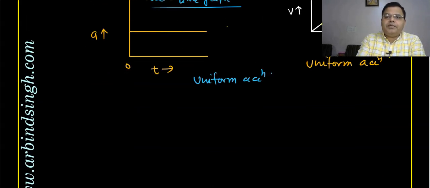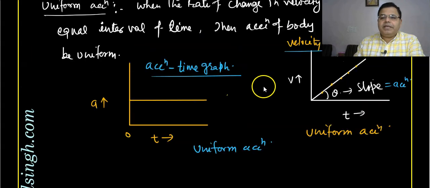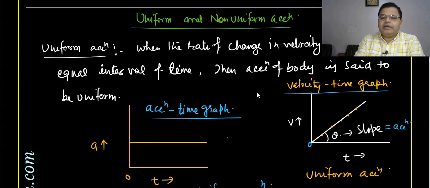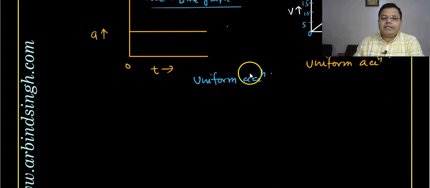For example, if you want to draw a graph regarding this, speed is zero when time is zero. When time is 1 second, speed is say 5. When time is 2 seconds, the speed is 10. When time is 3 seconds, the speed is 15. So every second, the velocity is increasing at the rate of 5 meter per second. Therefore, we can say there is an equal increase in equal intervals of time. So that is uniform acceleration.